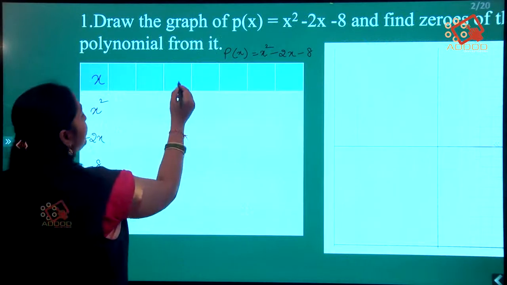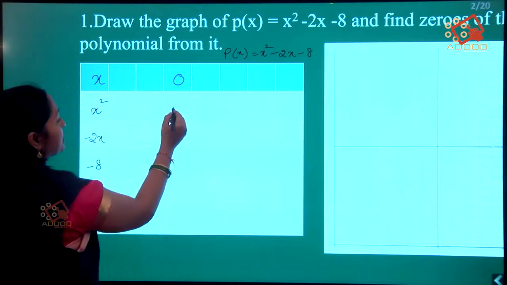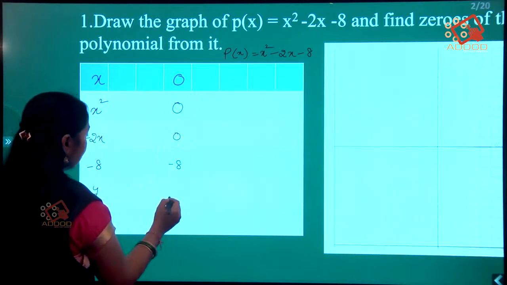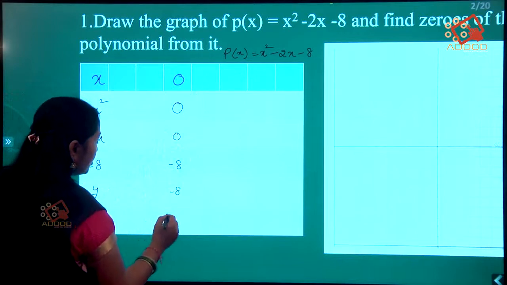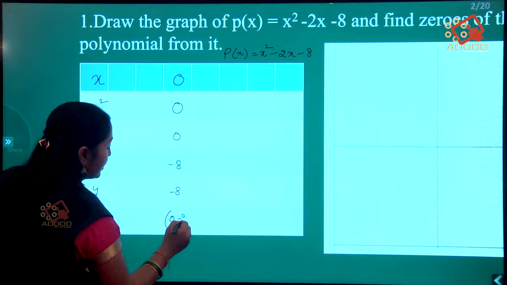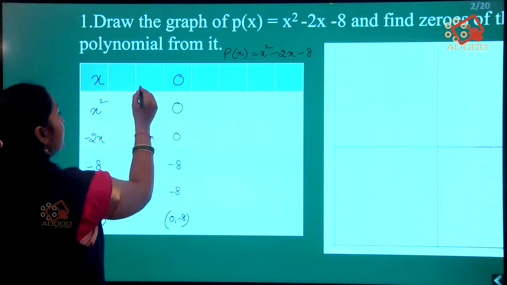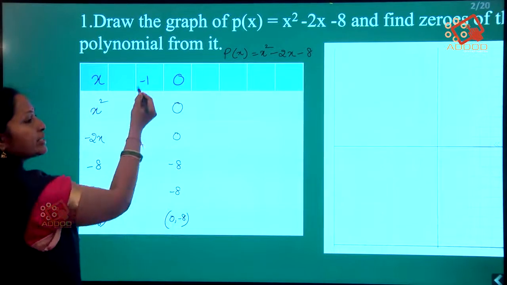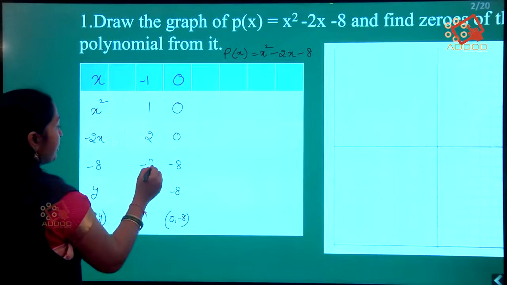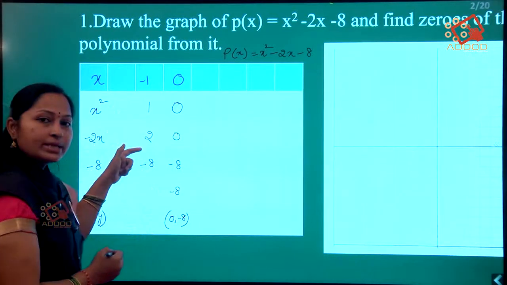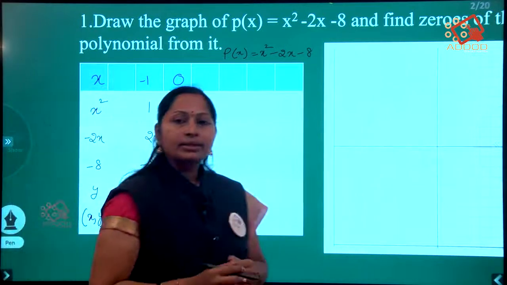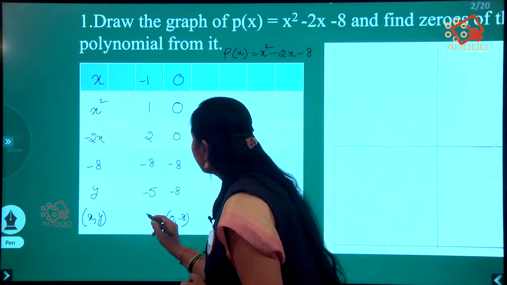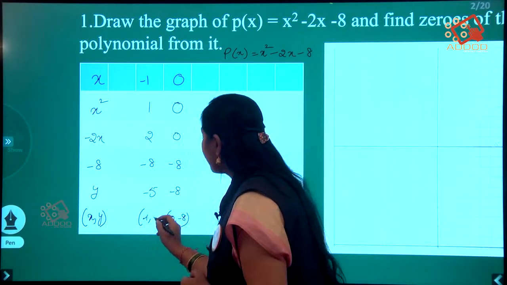First, I am going with the 0. So, x square of 0, 0 square becomes 0, minus 2 into 0 becomes 0 and it is minus 8. So, the value of y is minus 8. So, the ordered pair is 0 comma minus 8. Now, I am taking a minus 1. So, minus 1 square becomes 1 and minus 2 into minus 1 becomes 2 and this is minus 8. Sum of these numbers 1 plus 2 is 3 and 3 minus 8 is minus 5. So, the ordered pair is minus 1 comma minus 5.